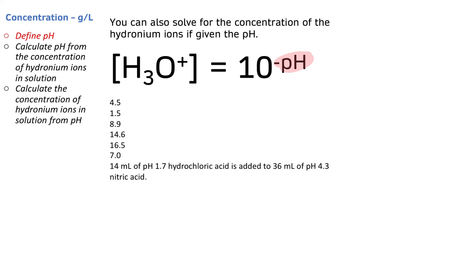Okay, so let's do the 8.9. So it's 10 to the power of negative 8.9, which gets you, what? 1.26 times 10 to the negative 9 moles per liter. So remember that you need to get the unit there, okay, because this is the concentration of H3O plus. Okay, you should be able to do the other two, right?